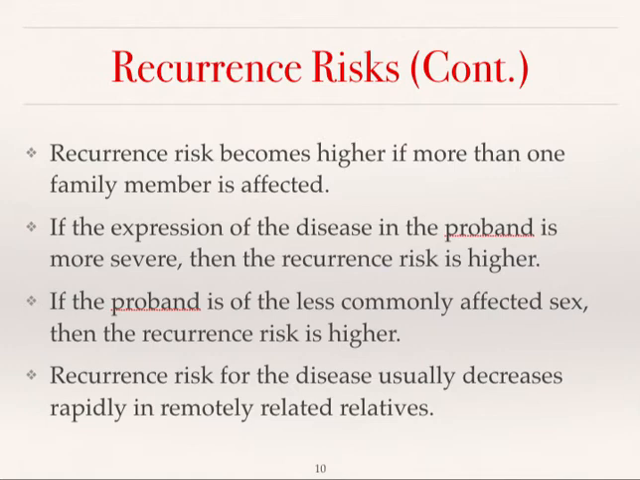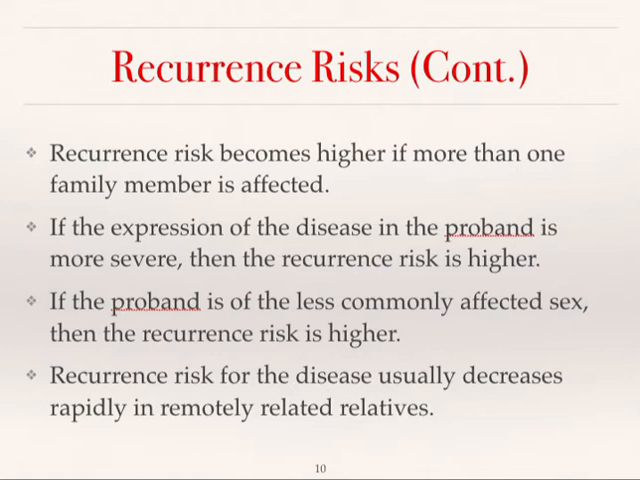If the expression of the disease in the proband is more severe, then the recurrence risk is higher. The proband is essentially the first presenting person to have it. The more severe the presentation, obviously there's a significant gene expression there. So the recurrence risk in other members is higher.